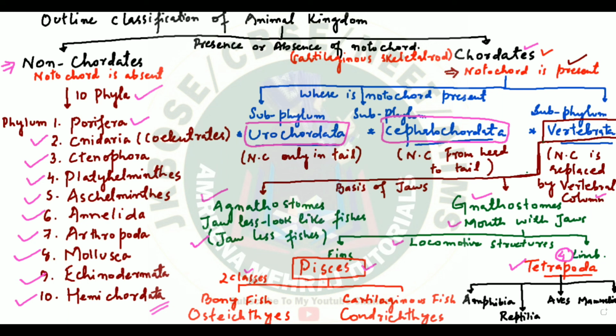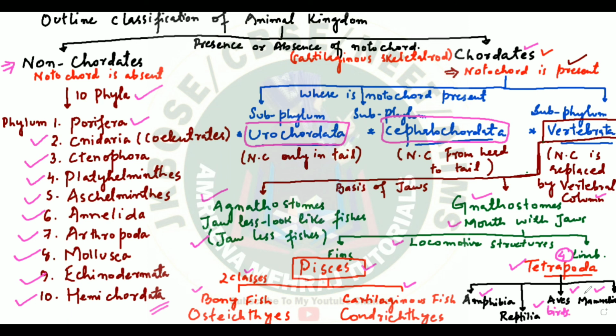Now, Pisces are further divided into two classes. One is bony fish, another is cartilaginous fish. The bony fish group is given the name Osteichthyes. The cartilaginous fish group is given the name Chondrichthyes. As far as tetrapods are concerned, they are divided into four classes. You have class Amphibia, class Reptilia, class Aves, Aves are your birds, okay? And class Mammalia. That is how you classify your animal kingdom.